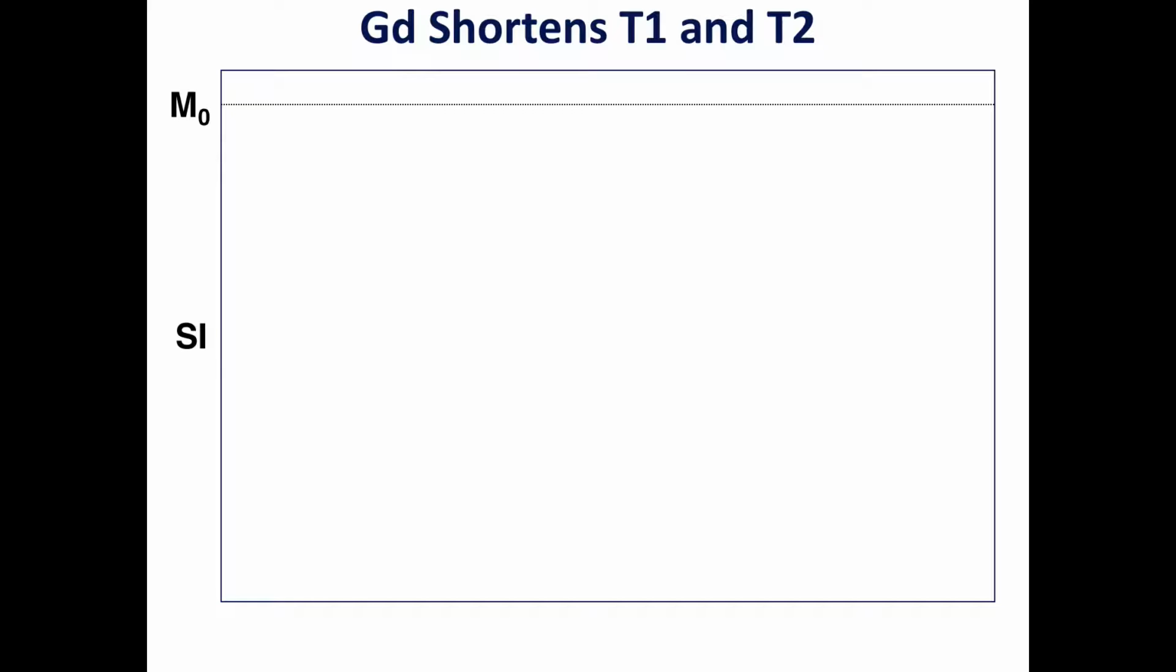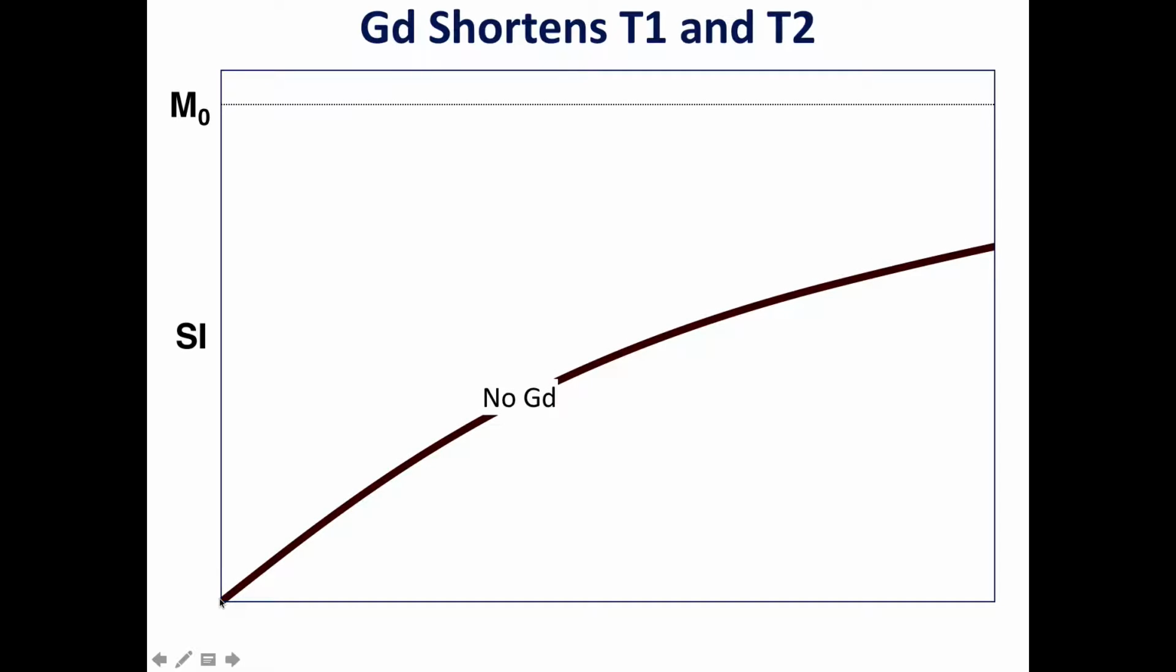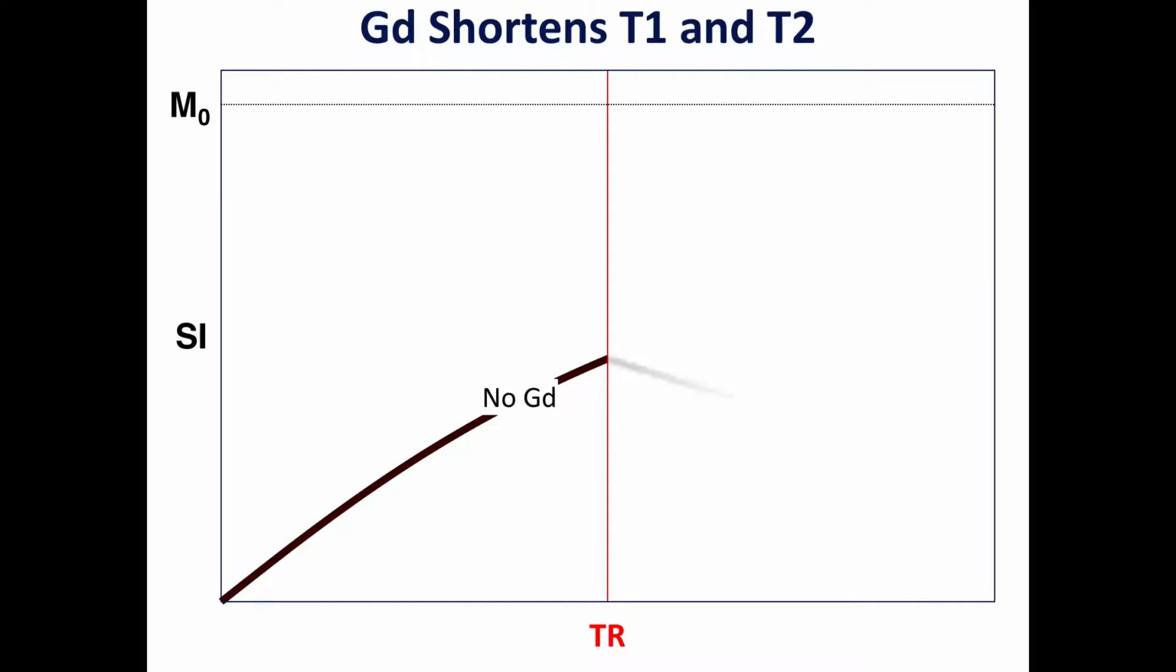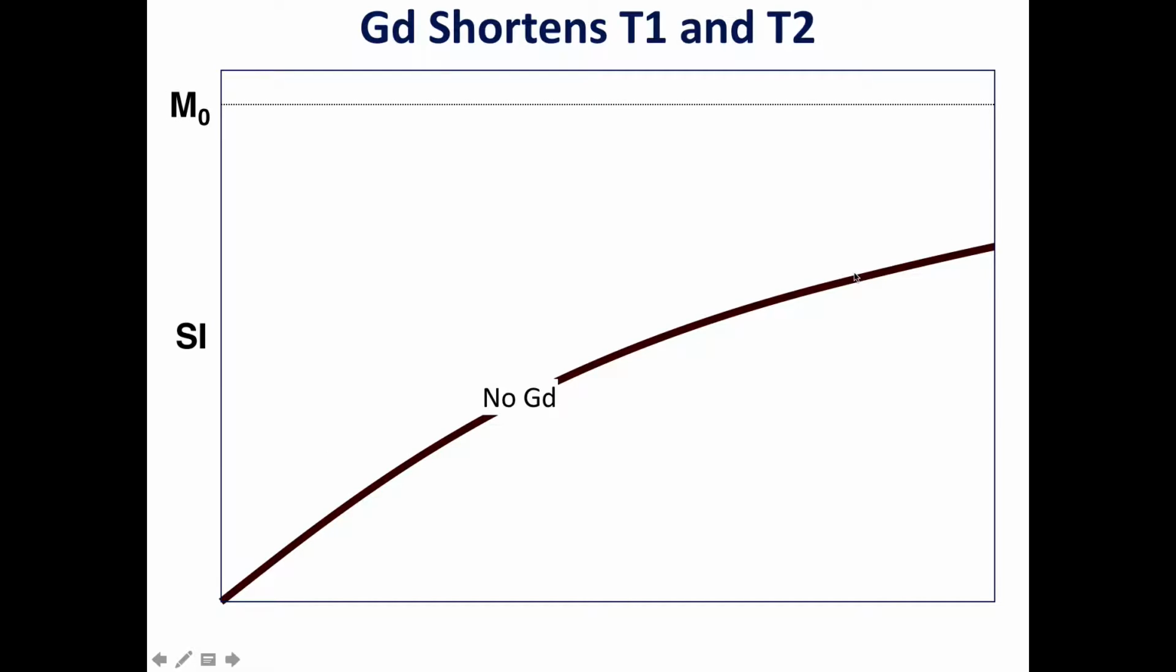Gadolinium shortens T1 and T2. So now we're going to look at curves like we looked at the last lecture. So here is M naught, equilibrium T1 relaxation, signal intensity starting at 0. If we don't give any gad, this is the T1 relaxation of the tissue. We're not going to image forever. We're going to image at a certain repetition time here. So this is how much signal we have at a given TR without giving gadolinium.